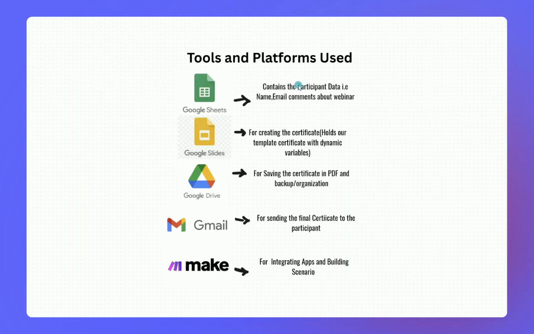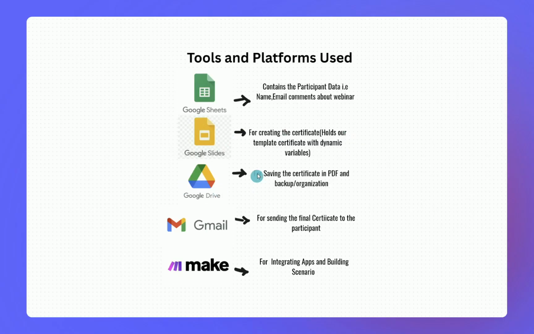These are the tools and platforms that we are using for this automation. Firstly is Google Sheets. This is where our participant data is stored: email, name, comments about the webinar, all of that. Then we are using Google Slides. This is creating the certificate template that holds our dynamic variables like the name, so that we can map it later on with the scenario.